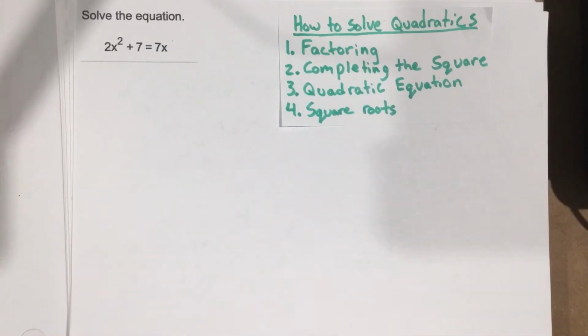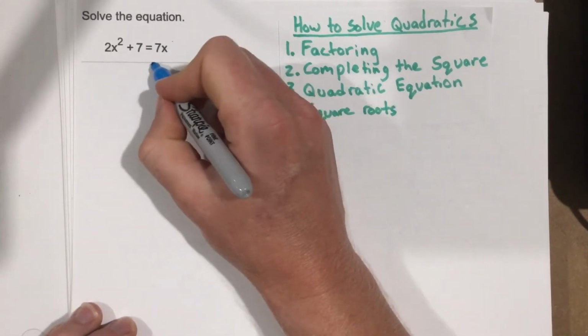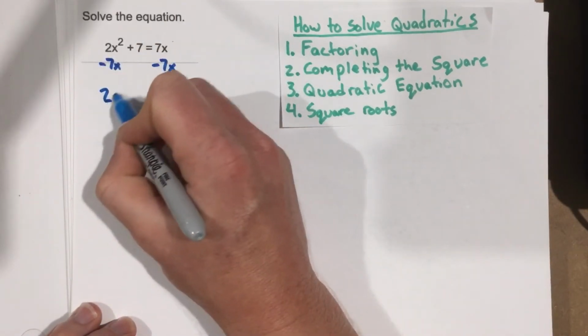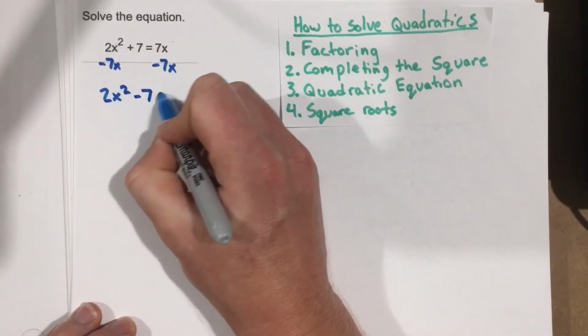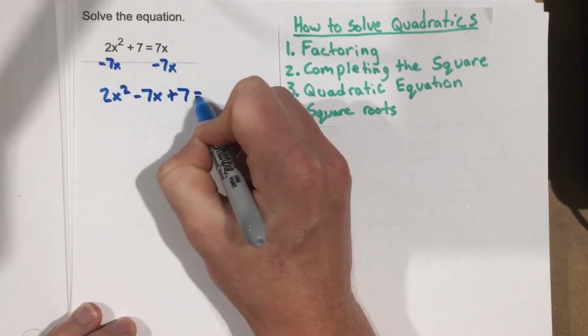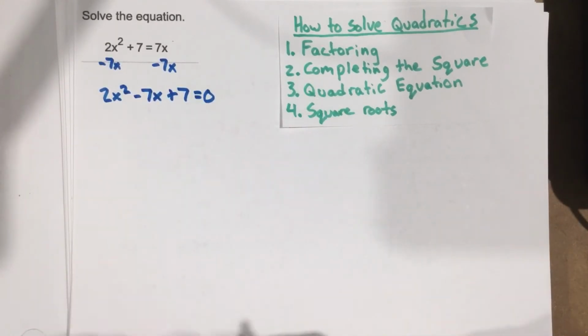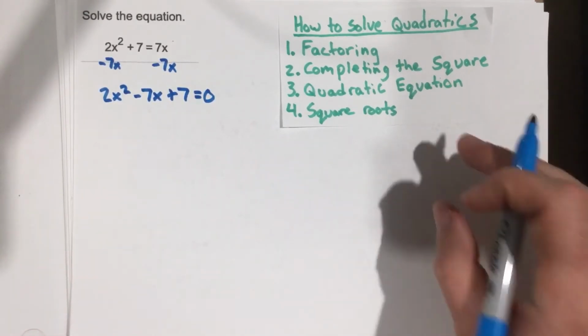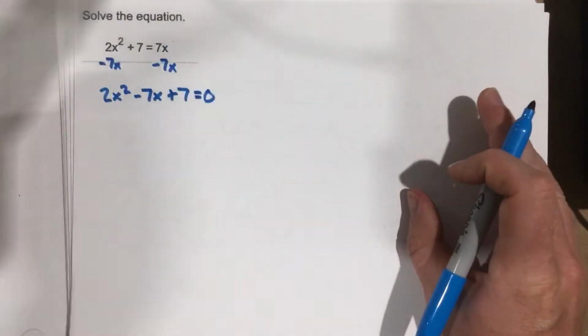But before we do that, I need to subtract the 7x over. So it's 2x squared minus 7x plus 7 equals 0. I've got to get the quadratic equal to 0 so that we can solve for the zeros. Now I want to bring in our quadratic formula.